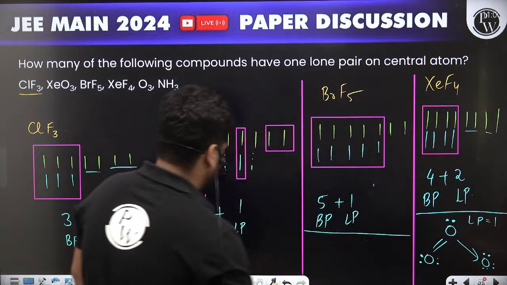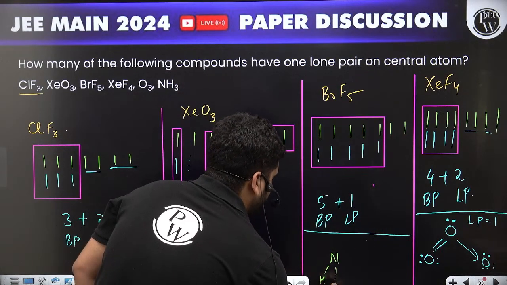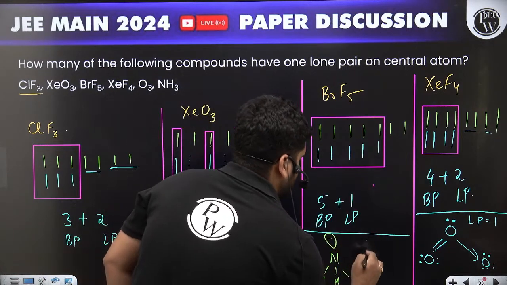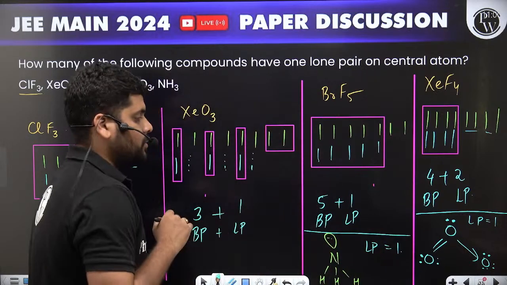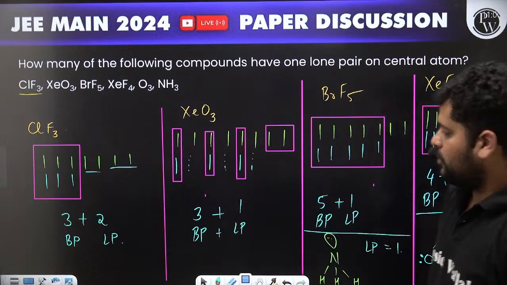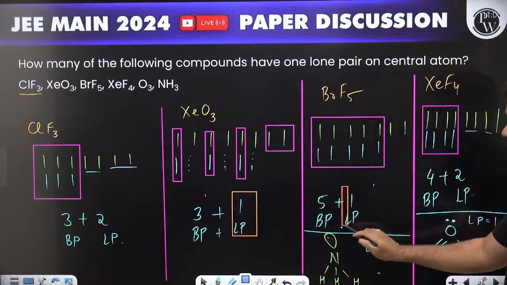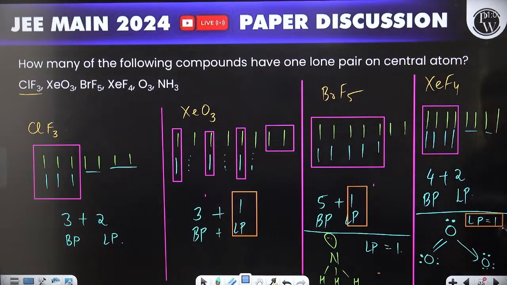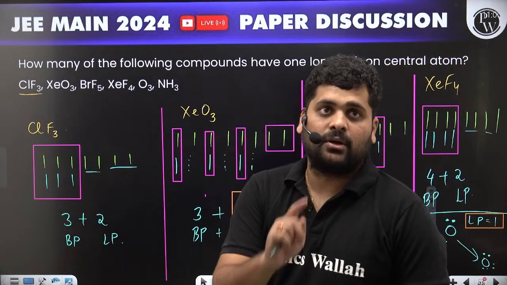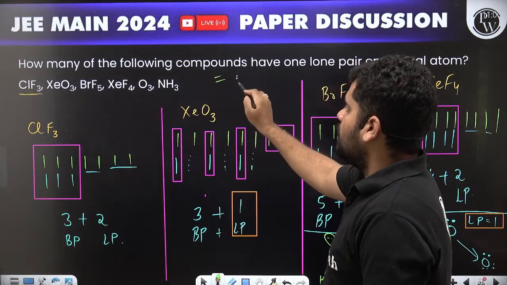And the next one is the ammonia molecule, which you are well aware of: nitrogen, hydrogen, hydrogen, hydrogen, and there is going to be a single lone pair, right? So the lone pair over here is equal to 1. Okay, so in how many examples could you find that the number of lone pairs is 1? Here it is 2, so we'll not consider this. Lone pair 1, lone pair 1, lone pair 1 and lone pair 1. So we have 4 cases where the number of lone pairs is equal to 1. So the answer for this question is going to be equal to 4.